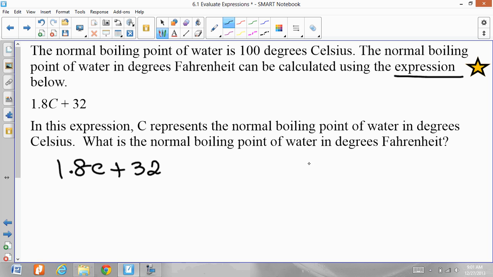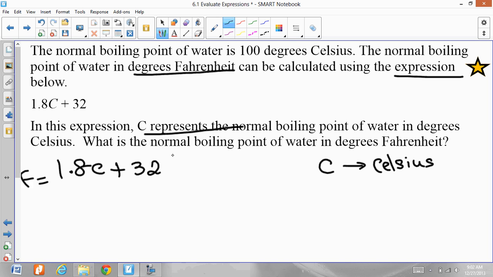Once you understand the expression as your starting point, you need to find out what the variable stands for. So C is what you need. C represents the normal boiling point of water in degrees Celsius. So this is the degrees in Celsius. Now they're asking you what is the normal boiling point of water in degrees Fahrenheit, which is what the expression is given. So keep in mind, in degrees Fahrenheit can be calculated using the expression. So this is for the Fahrenheit expression. C represents degrees Celsius.